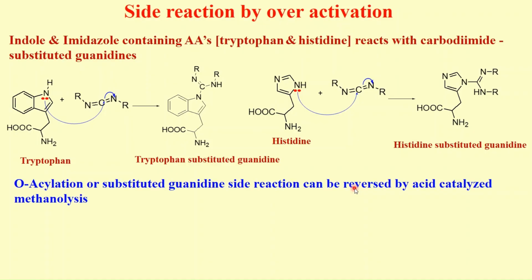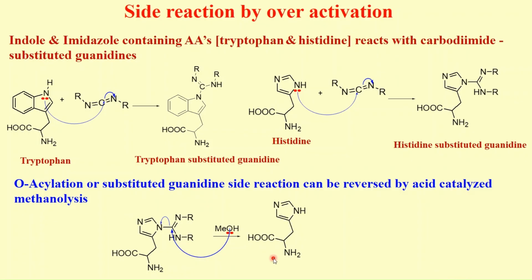However, this guanidine side reaction can be reversed when we treat with methanol in the presence of an acid. Acid catalyzed methanolysis: the OH lone pair of electrons attacks this carbon of guanidine and the bond between the carbon and nitrogen breaks and it can be liberated. The same will be the case with tryptophan. And that's why, even if it is formed, we can work it up, hydrolyze it, and we can recover the starting material. And this is how we can prevent the formed guanidine substituted histidines or tryptophans. These are a few side reactions which occur due to overactivation.